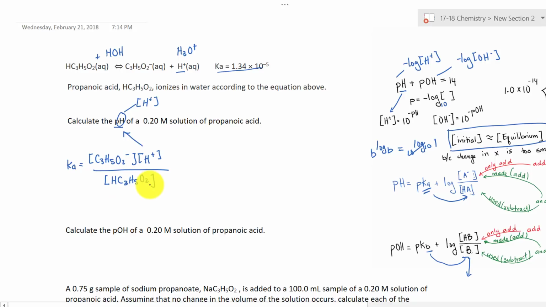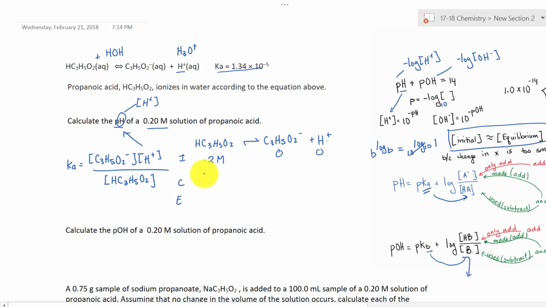Now, first of all, if we look at the ICE table, well, initially, what we have here says that it is 0.2 molarity. So that is your initial concentration of the acid right there, in terms of molarity. Of course, based on the problem, we haven't made any product yet. So this is the initial molarity of this solution, and for the product, we will have 0 because nothing has happened yet.